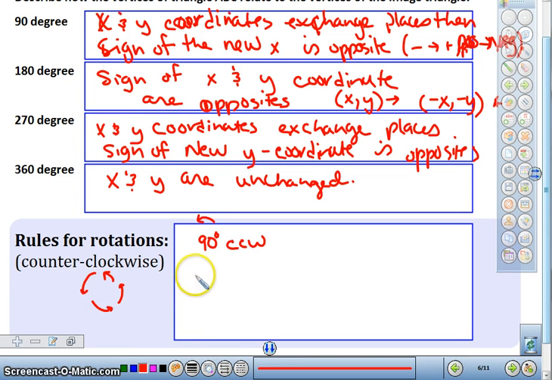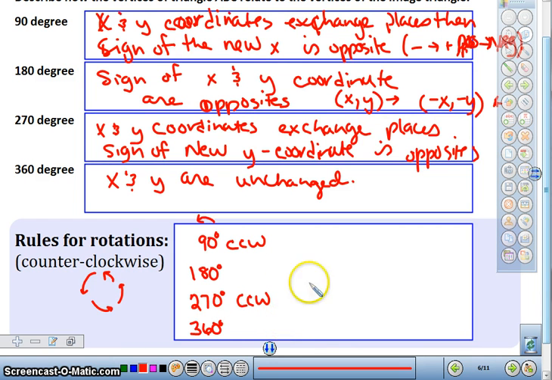Then we're going to have 180, and a 180-degree turn really isn't going to matter if it's clockwise or counterclockwise. Then we're going to have 270 degrees counterclockwise. And our last one is going to be a 360 degree counterclockwise. And again, that one's not going to matter either.